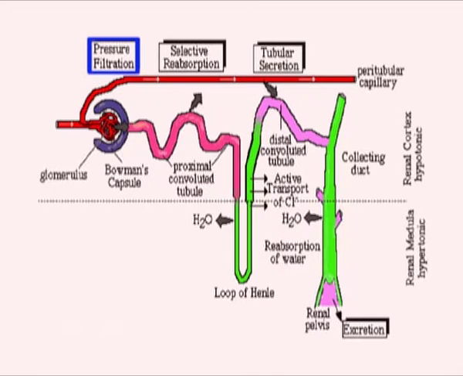1. Ultrafiltration or glomerular filtration of the blood plasma by the glomeruli. 2. Selective reabsorption by the tubules. Here, useful substances such as sugar, salts, and water are selectively reabsorbed from the glomerular filtrate to maintain the internal environment. And the third is called tubular secretion, where the tubules secrete certain substances like urea, uric acid, anions, etc. from the blood into the tubular lumen for excretion into the urine.